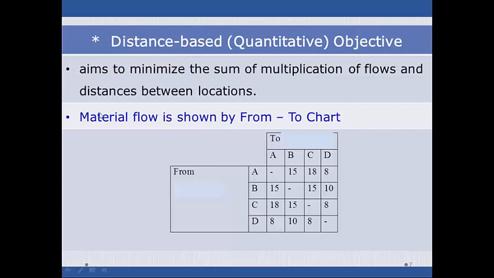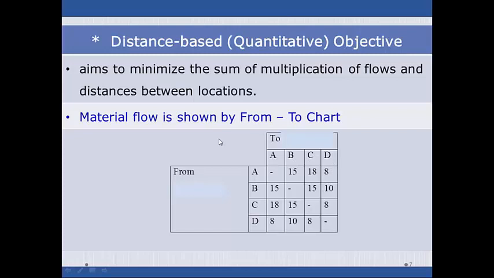Distance-based objective means aims to minimize the sum of multiplication of flow and distance between locations and material flow from two charts. Now here, this particular chart shows us the chart of the locations of the machines. So, or locations, suppose this is A to B, B to C, C to D.